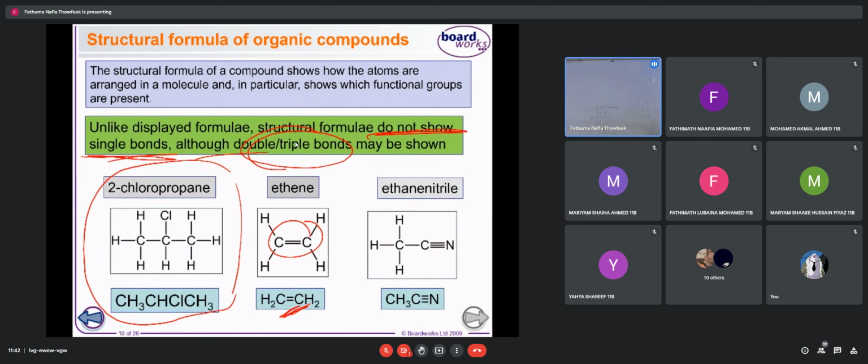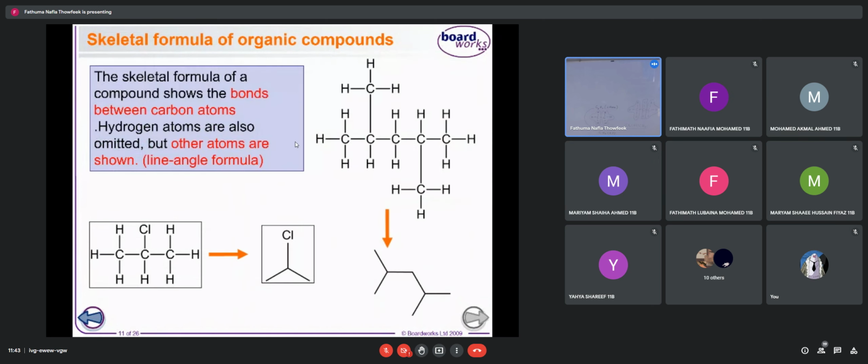Right. So in ethene, we can see a carbon-carbon double bond. That one they have shown in the structural formula. And here also you can see a carbon-nitrogen triple bond. That also they have shown in the structural formula. Right. Now I am moving to the skeletal formula, the final one.